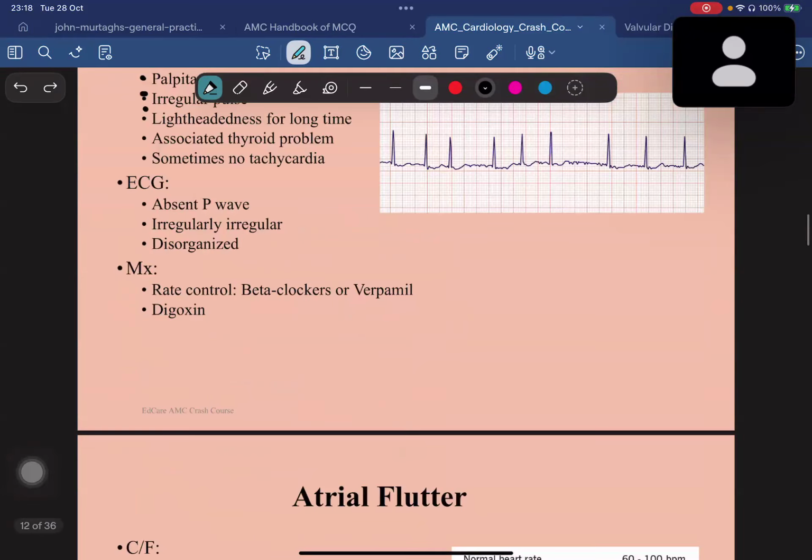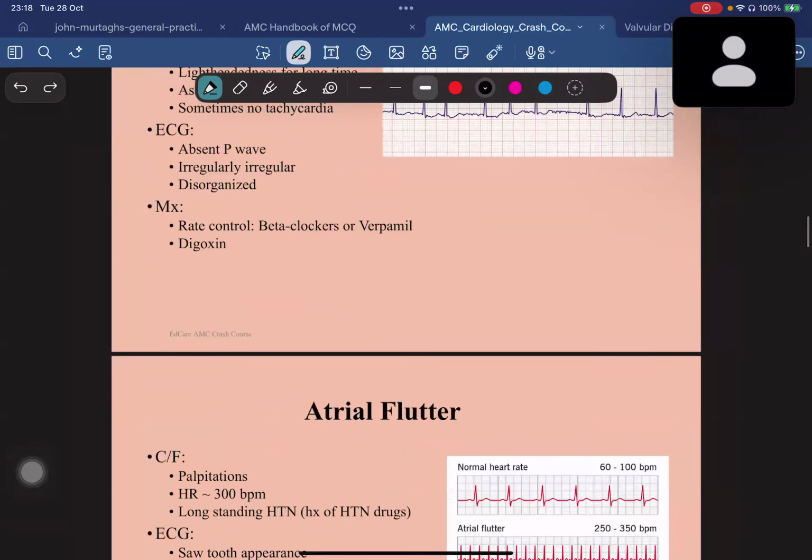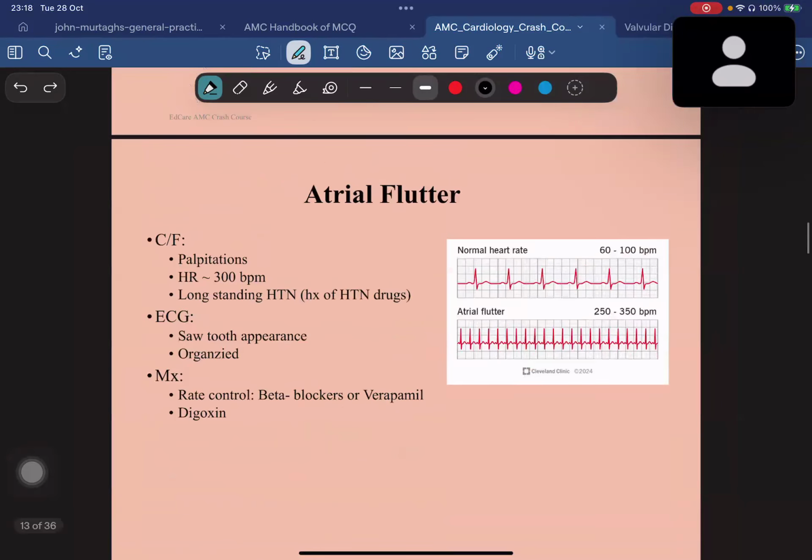Because it's quite clear cut when you see the ECG. So, next we have atrial flutter. Again, in this, it's a very high heart rate, nearly up to 300 beats per minute. And in the history, there could be long-standing hypertension or a history of antihypertensive drugs. And then it obviously presents with palpitation.